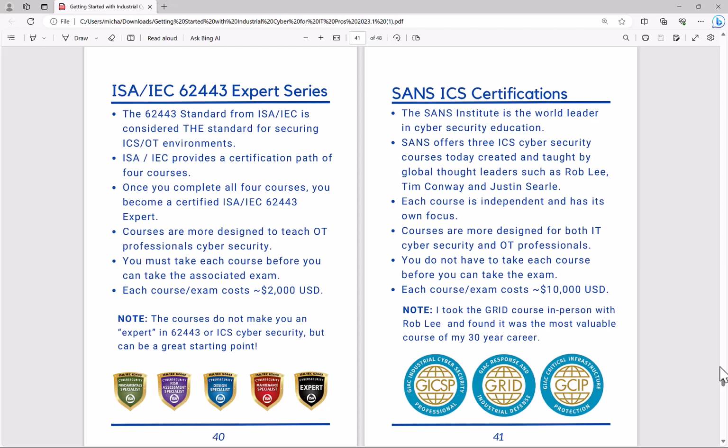And then SANS. SANS right now actually has, I think, 4 or 5 ICS courses, but there are only 3, the original 3, that have certifications associated with them. And I think they have a pen test course and certification coming out in 2024, so I'm excited to take that one. There's the GICSP, which is the first course. It's kind of a general intro to industrial control cybersecurity, designed for both teaching IT people OT and teaching OT people IT cybersecurity.